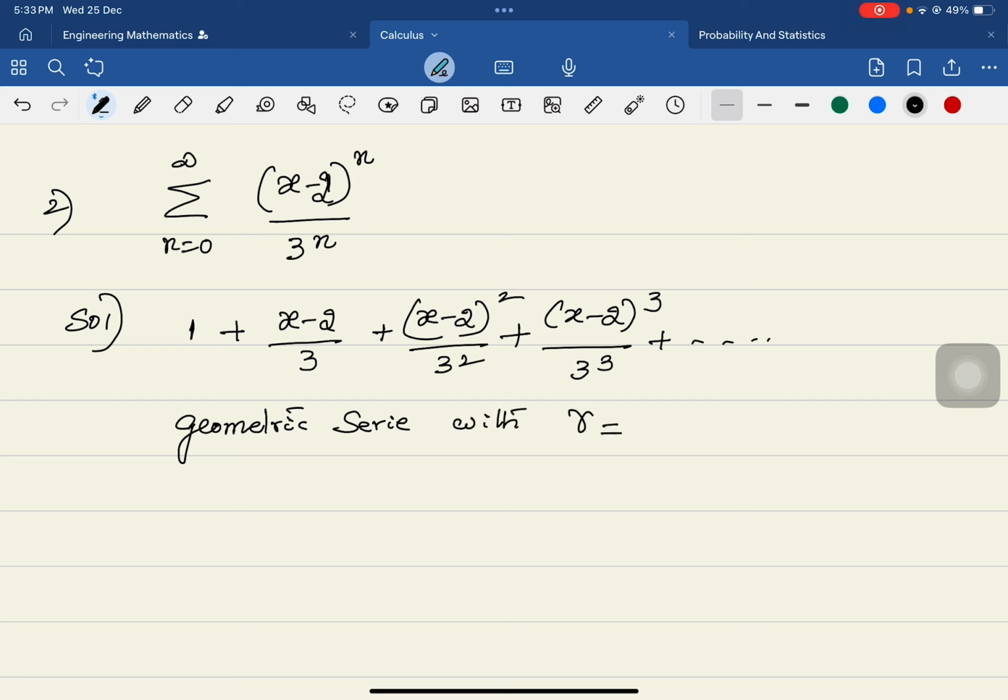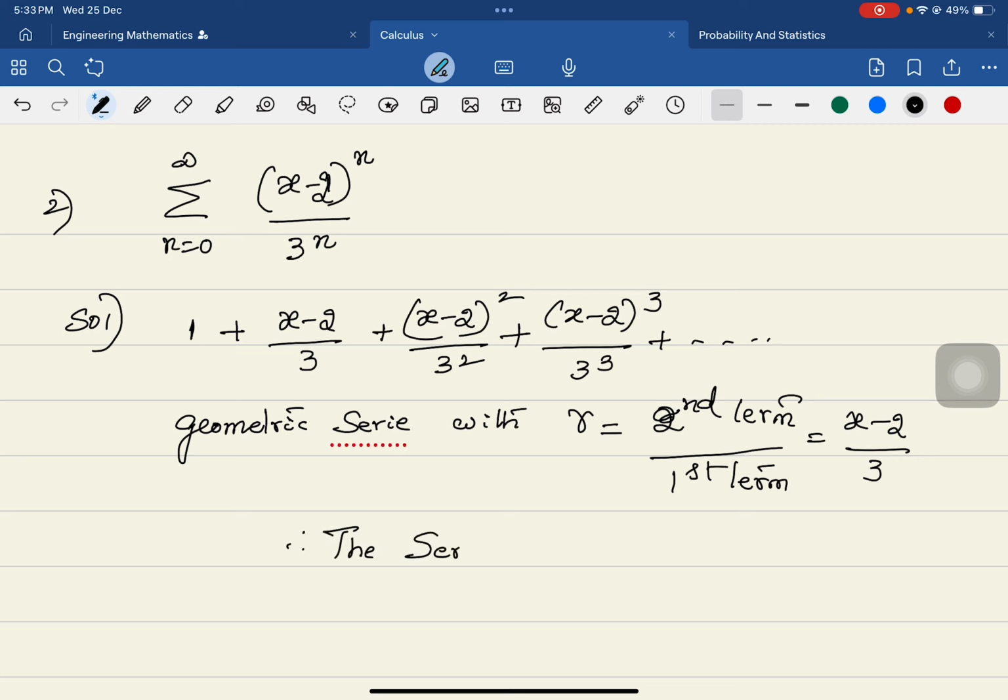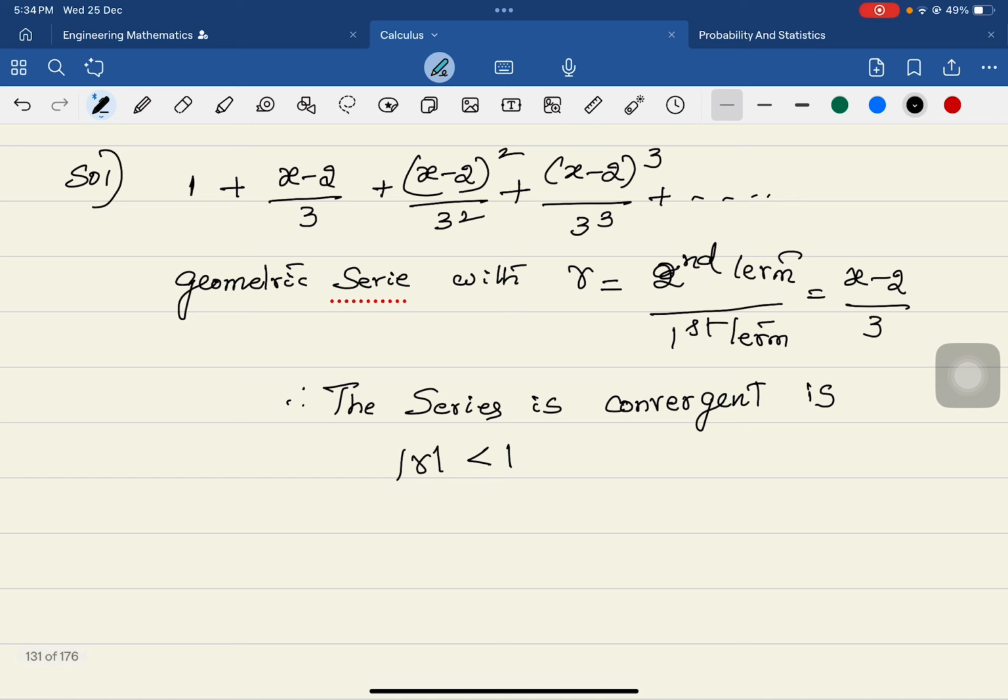What is the common ratio? Second term by the first term. Always remember that: second term by the first term. What is the second term here? (x minus 2) by 3. The first term is 1. So therefore, the series is convergent when mod r is less than 1. So now what is your r? r is (x minus 2) by 3, and mod of it is less than 1.